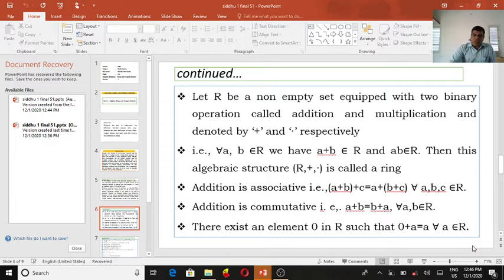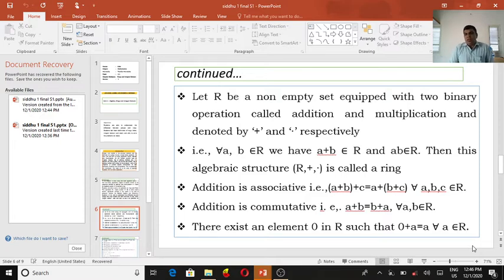Suppose R is a non-empty set, choose at least two elements in the ring R. A and B belong to R. The sum A plus B is in R. The product AB is in R. Then the algebraic structure R under addition and multiplication is a ring.